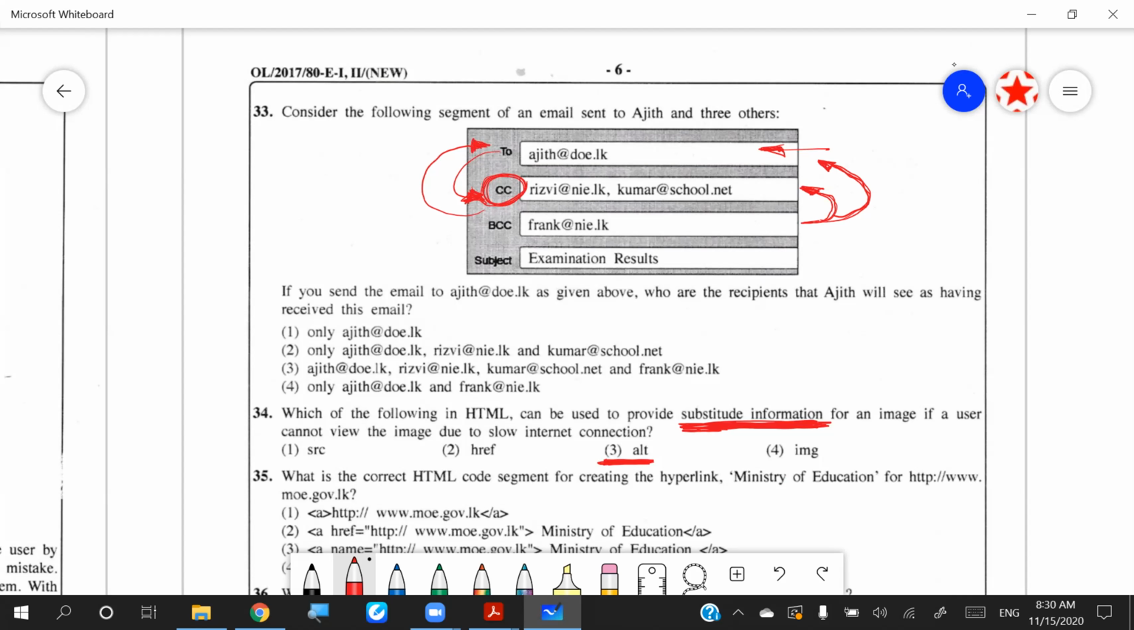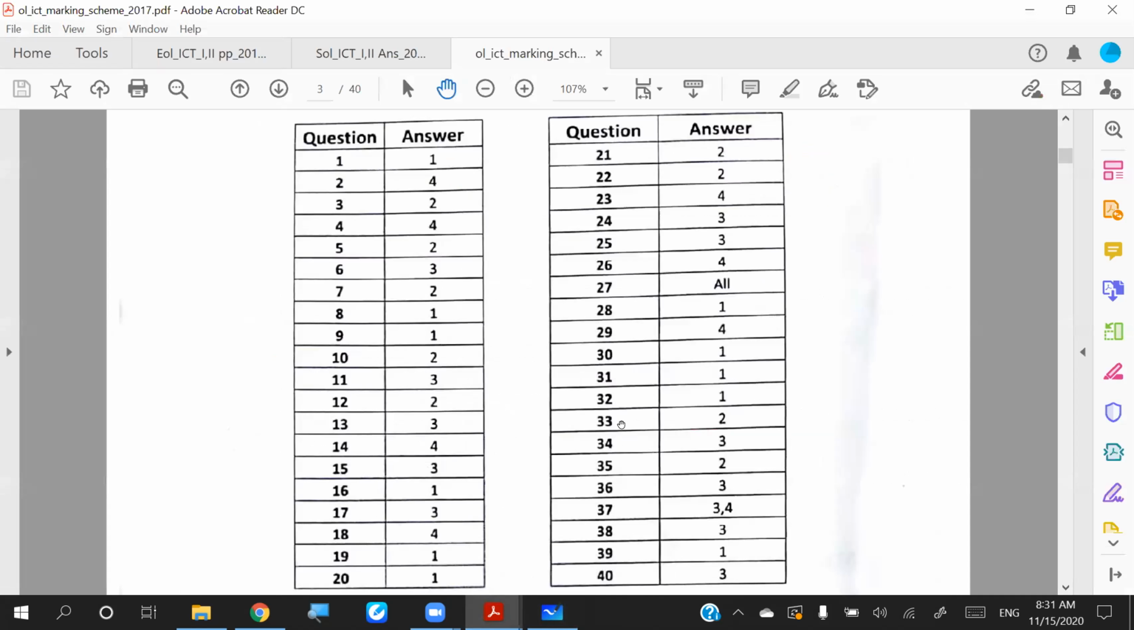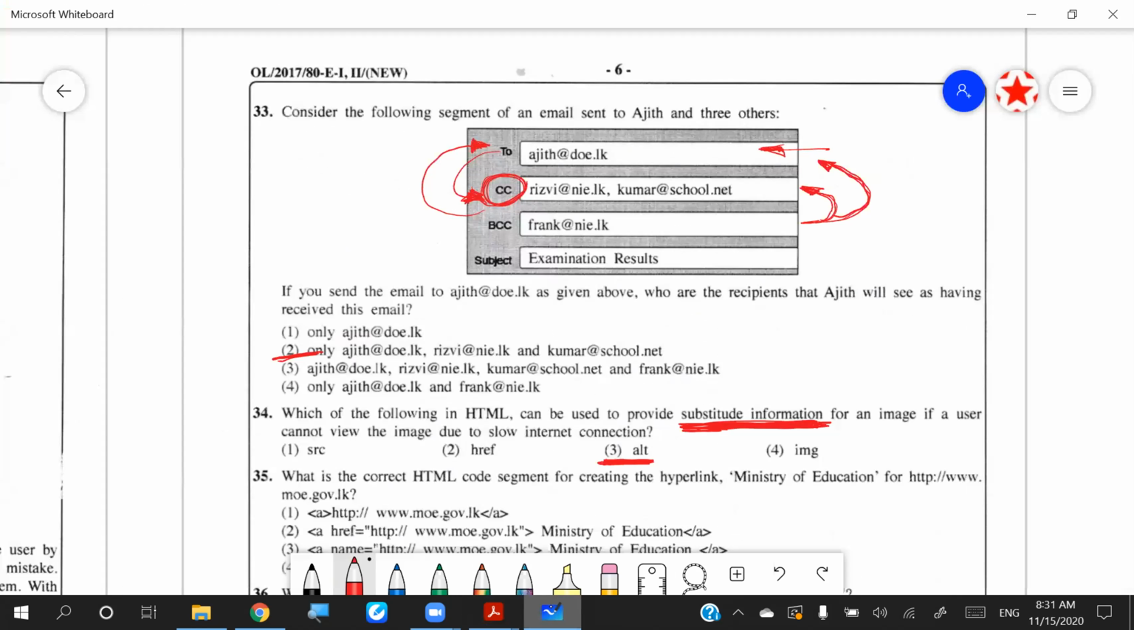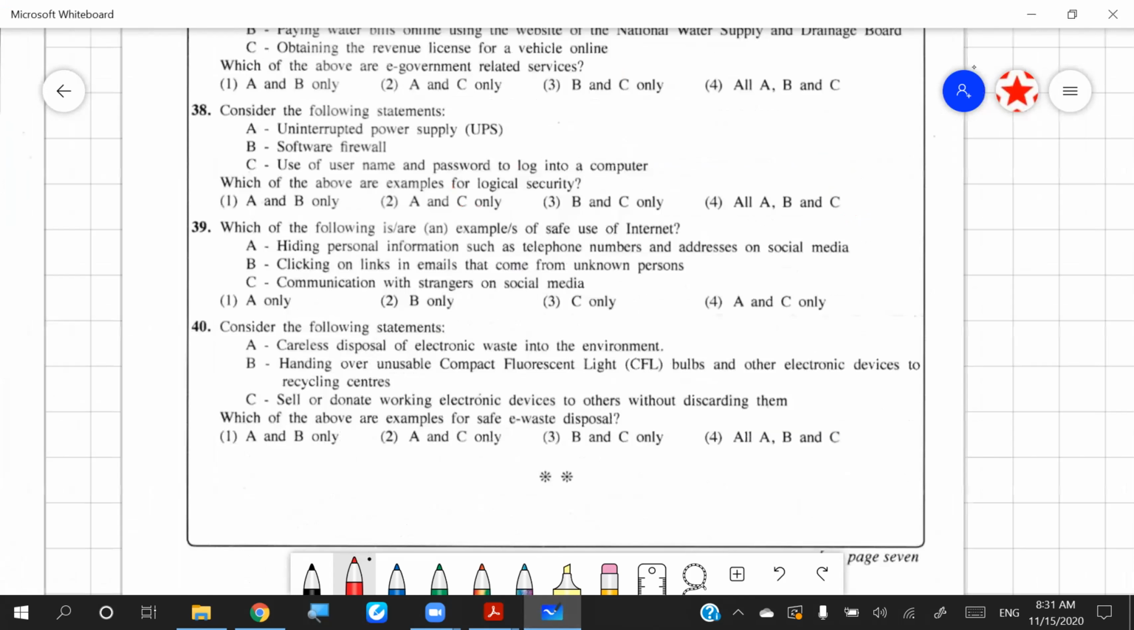So here it says only Ajit at doe.lk. No, not only Ajit. The CC people can see Ajit, Rizvi, Kumar. Yes, that's going to be the answer. Not Frank, not Ajit and Frank. It's going to be the second one. Isn't it the answer? 33, yes, the second one is the answer. Right. Did you get that, Dua? Yes, right, okay. Then moving to the 37th.